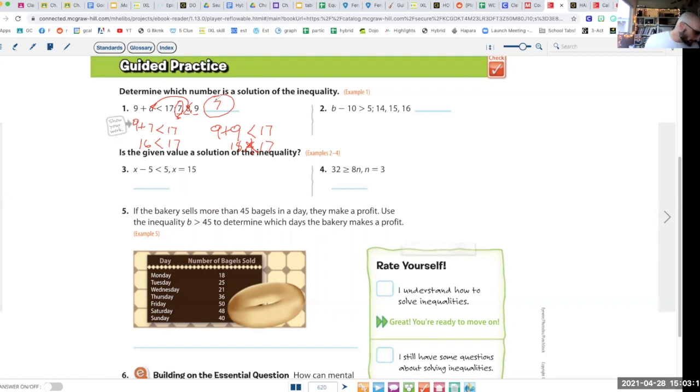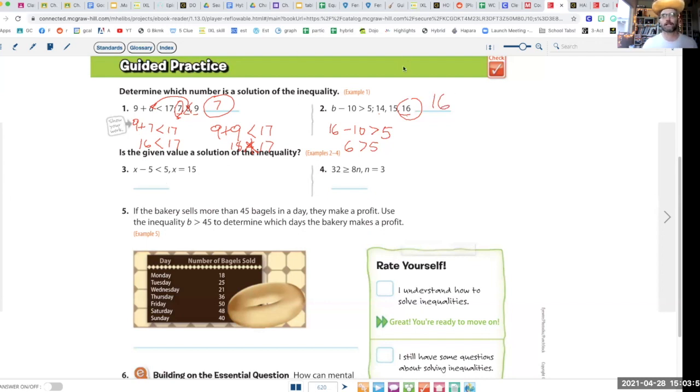All right, let's try number 2. You know how to do it. We're going to replace the B with a 14, 15, and 16 and tell me which one of those makes that statement true. Ready, go. All right, so you should have figured out that only 16 works, right? So if instead of a B, I put 16 minus 10, is that greater than 5? Well, 16 minus 10 is 6, and 6 is greater than 5, so 16 works. 15 minus 10 is 5, and 5 is not greater than 5, and 14 minus 10 is 4, and 4 is not greater than 5. So 16 is the answer for that one.